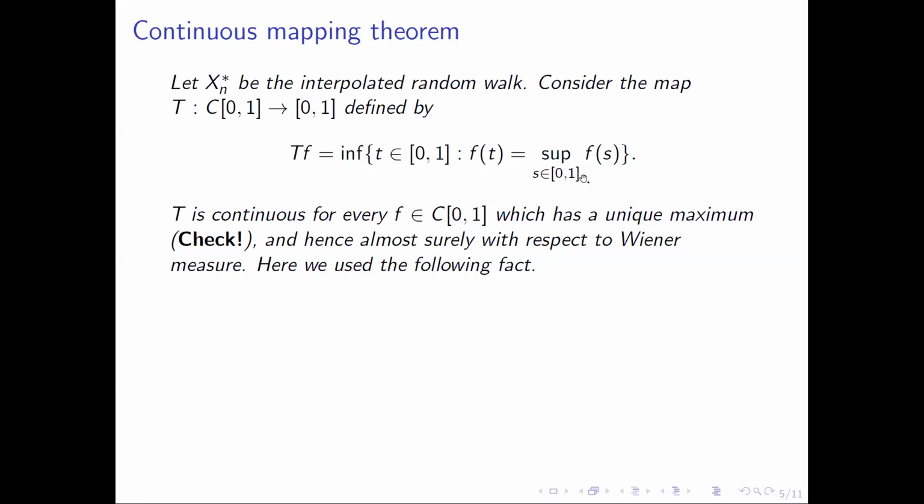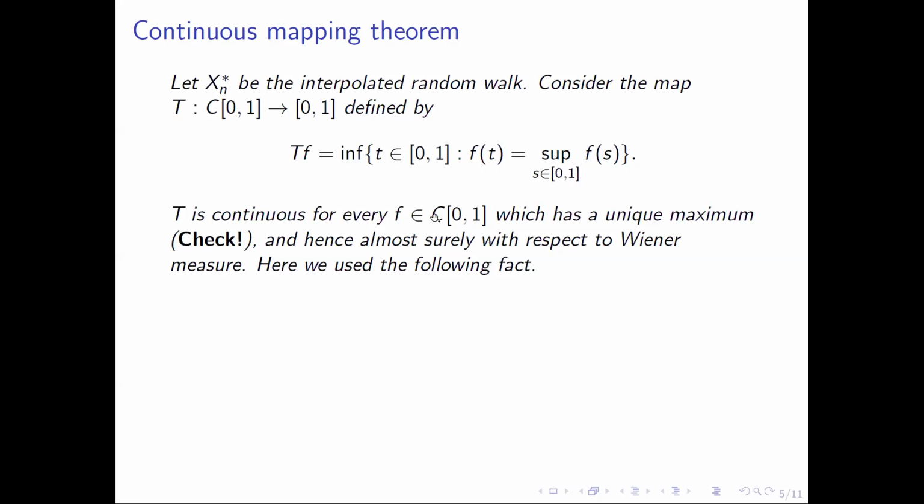Now the question is whether this functional from C[0,1] to [0,1] is a continuous functional or not. It turns out it's not a continuous functional. It's an exercise for you to look for counterexamples. But if the function achieves a unique maximum, so if there is a unique point where f(s) is achieving the maximum, then definitely this is a continuous functional, because there will be a point where the maximum is achieved, and then the infimum will be achieved, and you can just show that this is continuous.